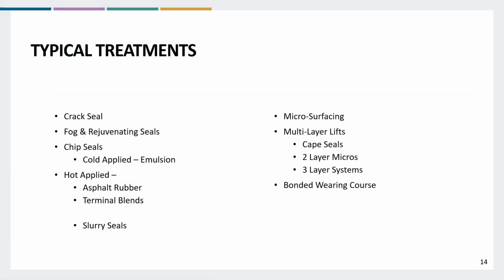So these are the treatments I'm going to be talking about today, and I put them in order as you would see or use in your pavement preservation toolbox, starting with crack seal, fog and rejuvenating seals, chip seals, cold applied and hot applied, slurry and micros, and multi-layer lifts: cape seals, 2-layer micros, 3-layer system, and the thin lift bottom wearing course.